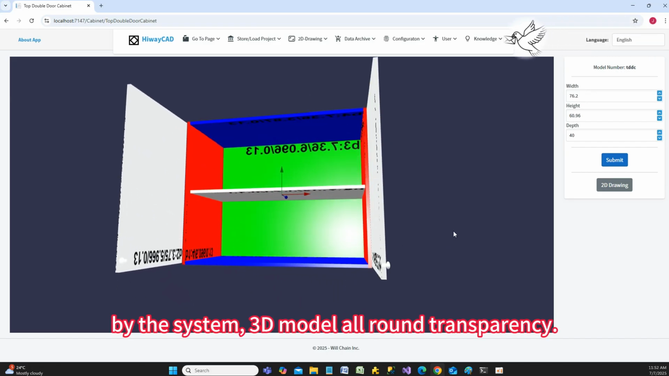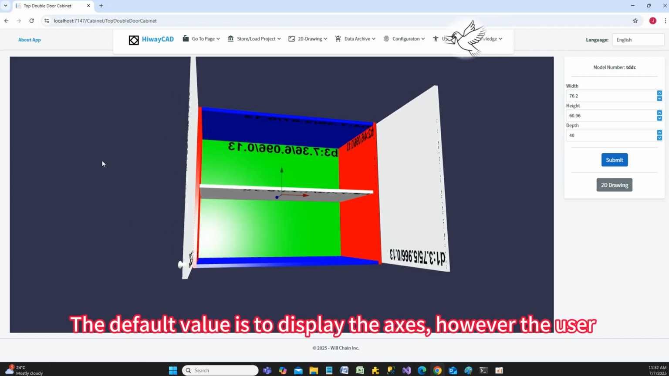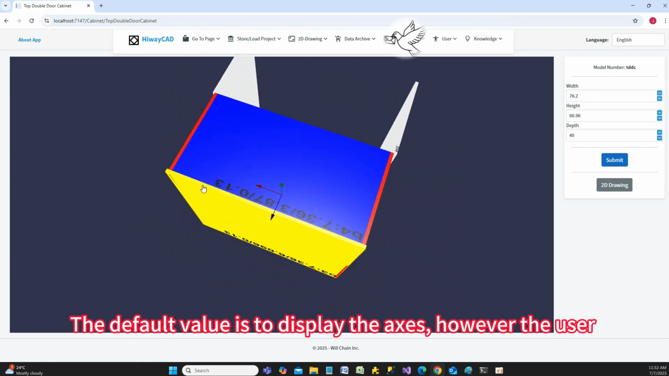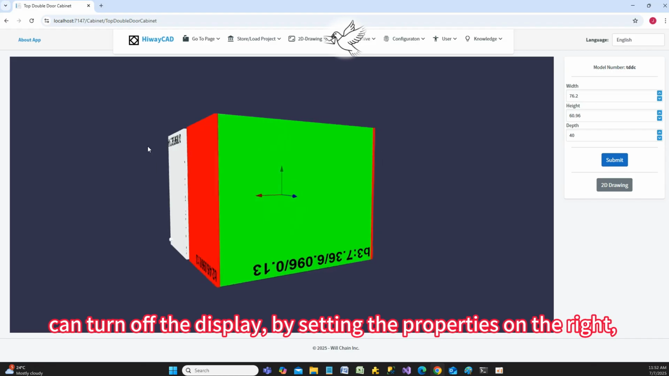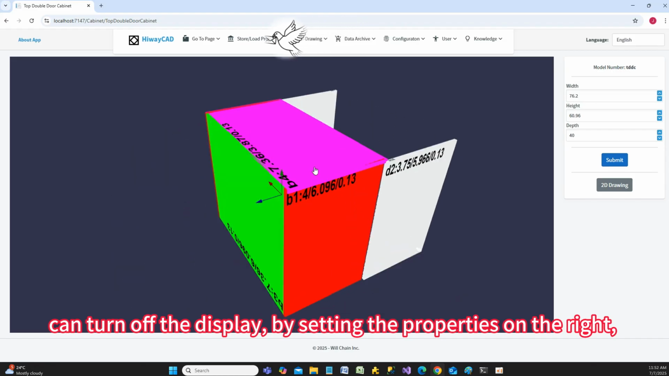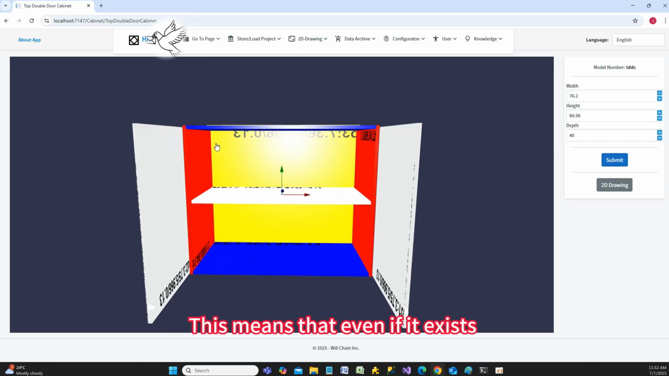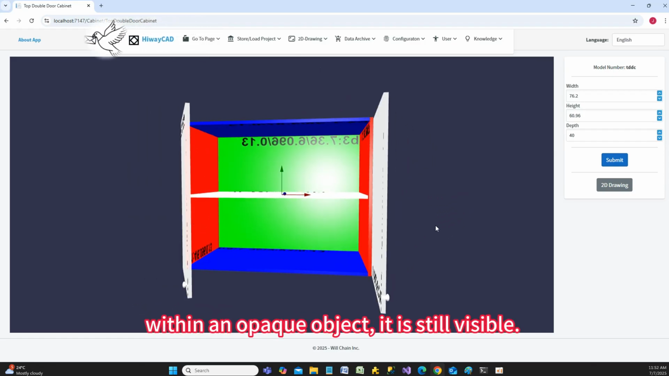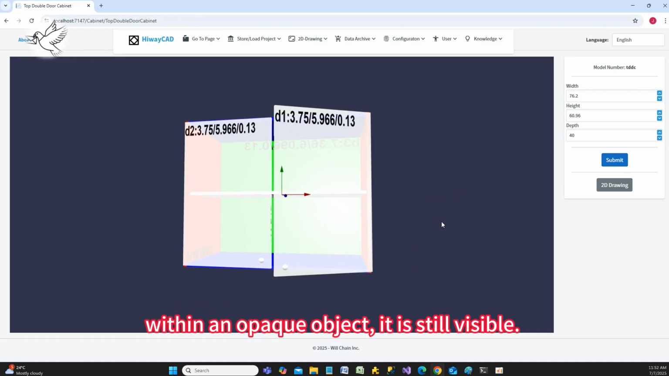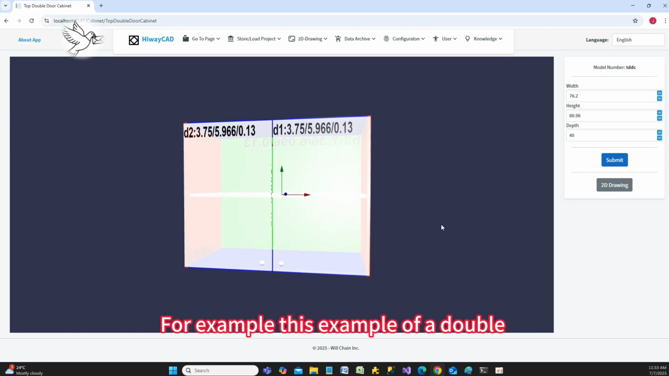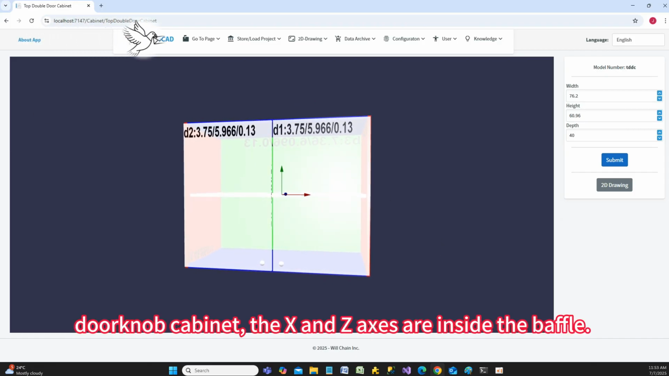3D model, all-round transparency. The default value is to display the axis. However, the user can turn off the display by setting the properties on the right. The visibility of the axis is absolute. This means that even if it exists within an opaque object, it is still visible. For example, in this example of a double door top cabinet, the X and Z axes are inside the baffle.